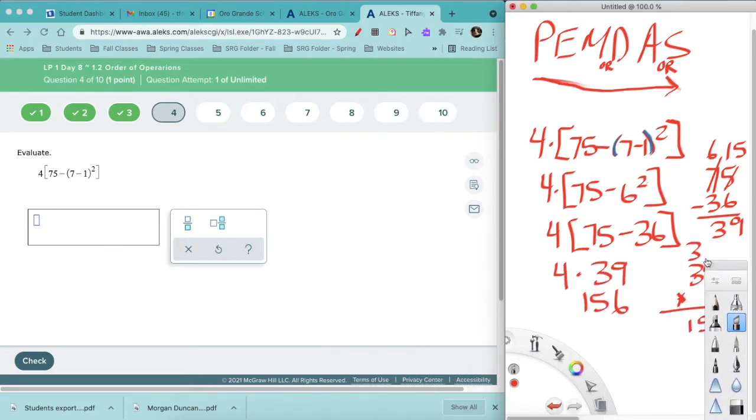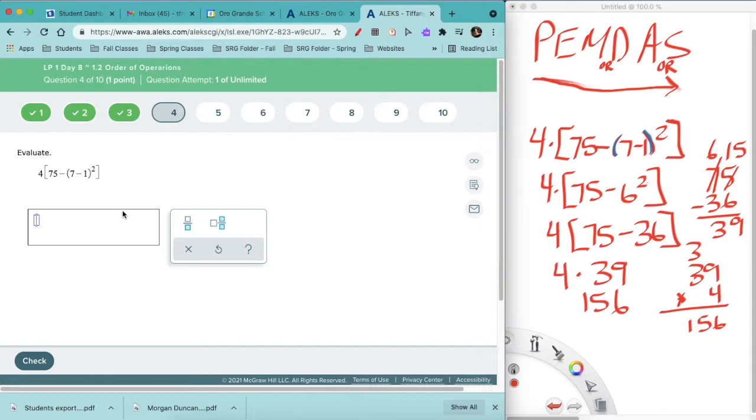Move that over. And we're going to type our number in here. 156. Check. Yay. Next one.